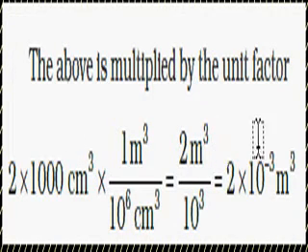The above is multiplied. Above means 2 into 1000 centimeter cube is multiplied by the unit factor, that is 1 meter cube upon 10 raised to 6 centimeter cube. Cancel centimeter cube, we get the unit as meter cube. 2 into 1000 into 1 divided by 10 raised to 6 gives you 2 upon 10 raised to 3. So that is equal to 2 into 10 raised to minus 3 meter cube.